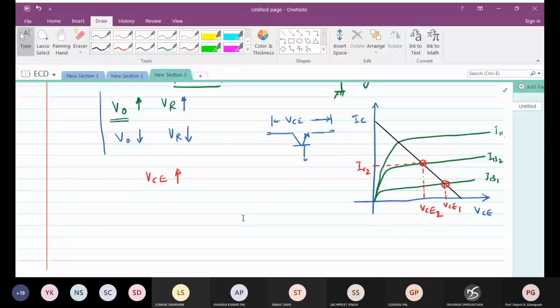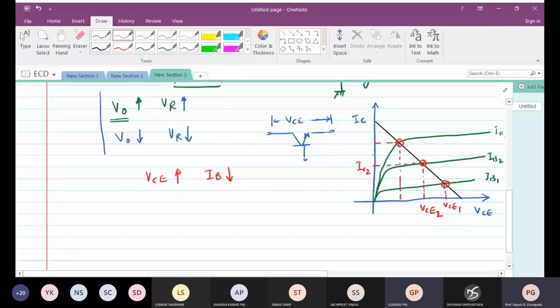So if I want to increase VCE, what should I do? Moving the Q point here, that's fine, but based on what? I will decrease IB. Right? Yes, sir. Now, on the other hand, if I want to decrease VCE, what will I do? I'll shift the Q point here. Again, based on what?